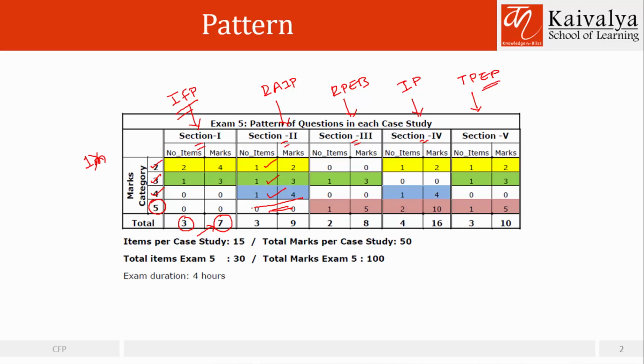Retirement planning has no 4 marker question. This would be a theory question and this is a numerical. So in one case study we can understand we have one numerical coming up from retirement planning.